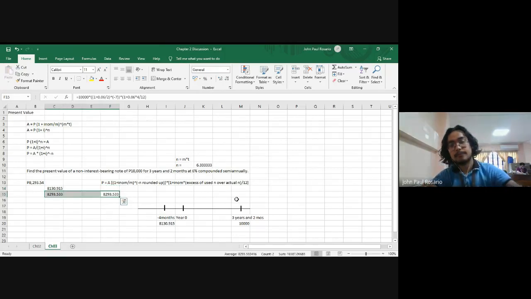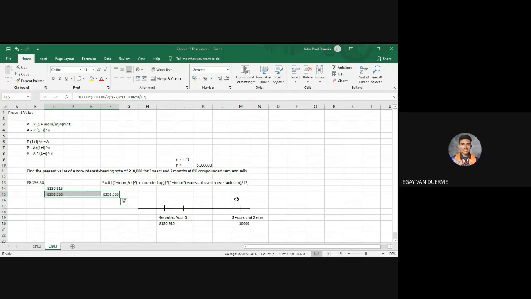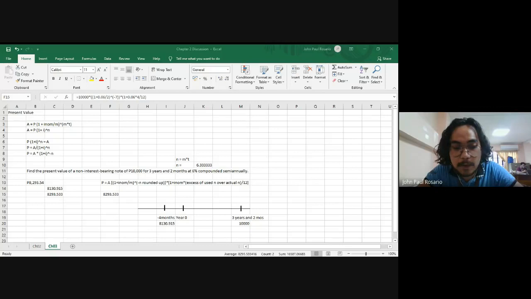Nasundan? Yes, sir. Ito pagkuha ang 4 months, sir. Yun sa pagkuha ang 4 months.